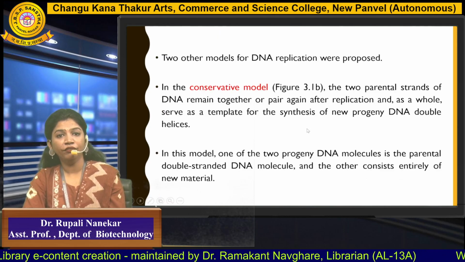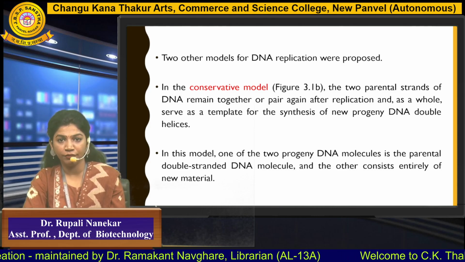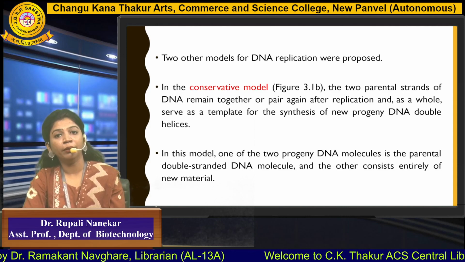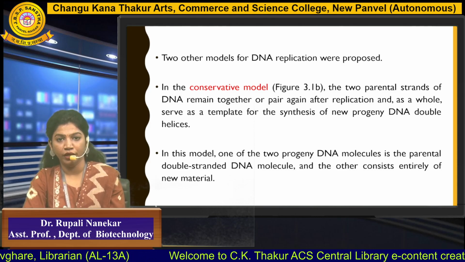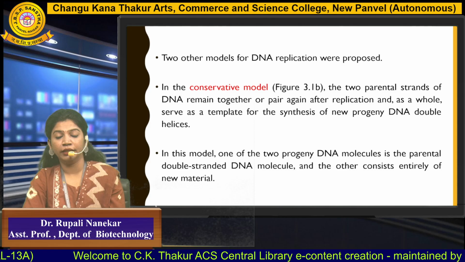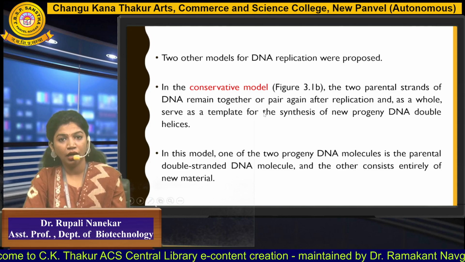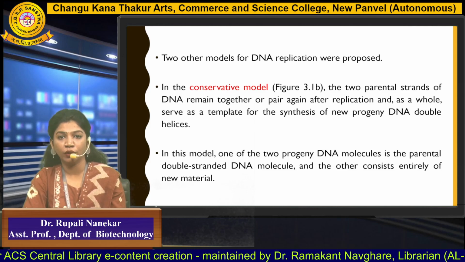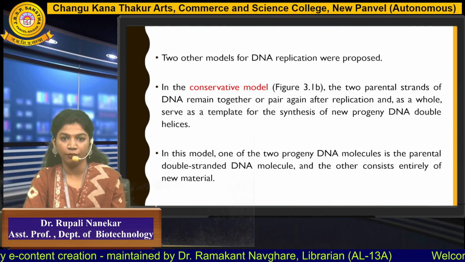Coming next, the second proposed DNA replication model was the conservative model. From the name it suggests that both the parental strands will remain together even after the first generation of replication. So two new DNA molecules, the new progeny that have been formed, will be together after the first generation of replication, and the parental strands will remain together. That is the theory behind the conservative model.